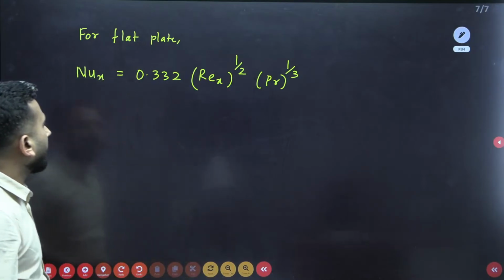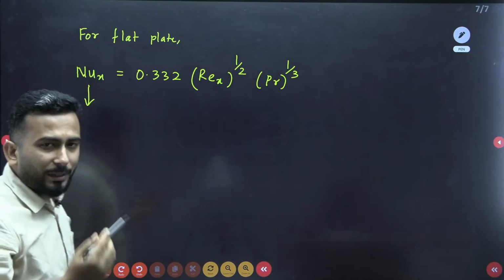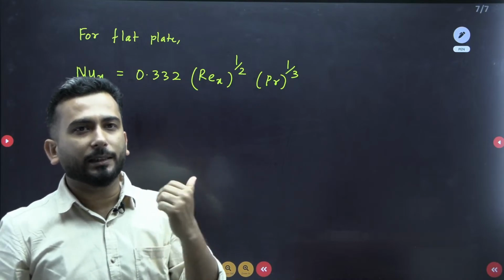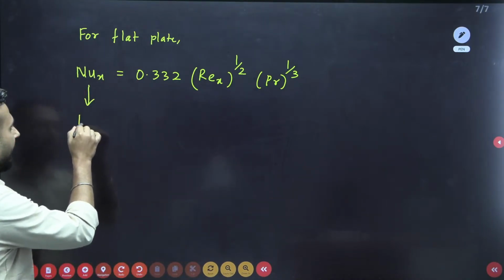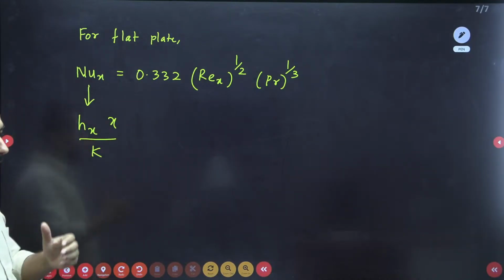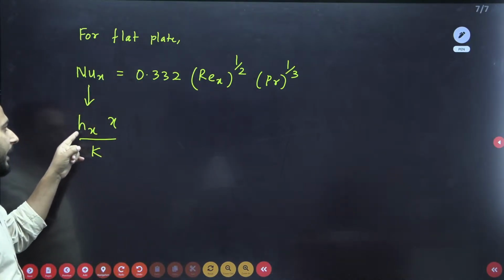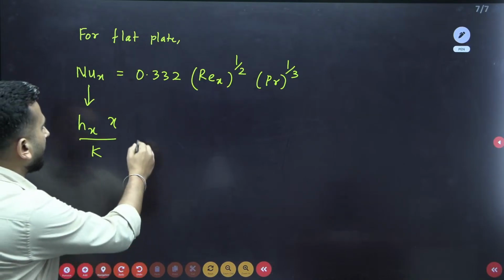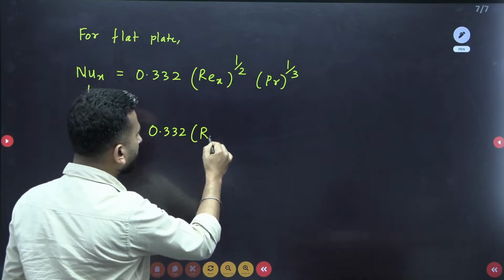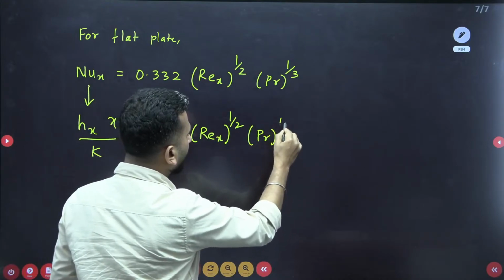Okay. Now you will ask, where is h? So Nu x, Nusselt number x. Why have I written Nusselt number x? Because at every x the Nusselt number changes. So this is hx into x by k. hL by k was the formula for Nusselt number. Since it's a local phenomenon, I have written hx into x by k is equal to 0.332. Okay.